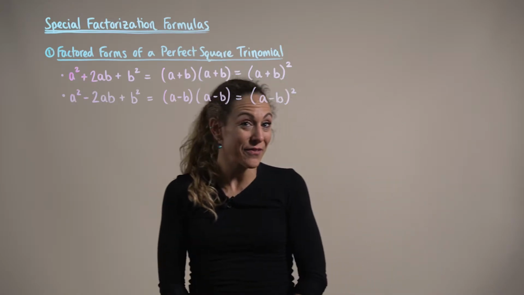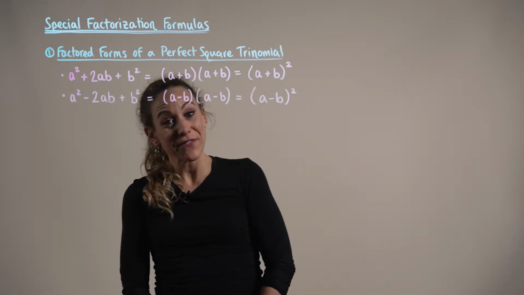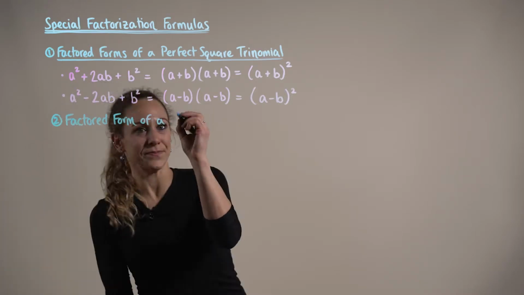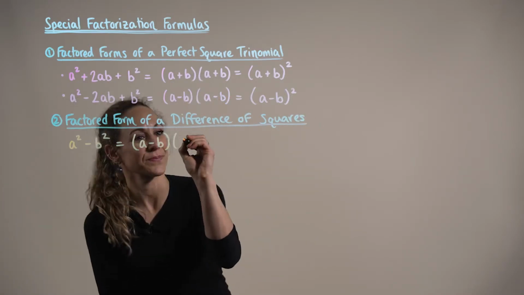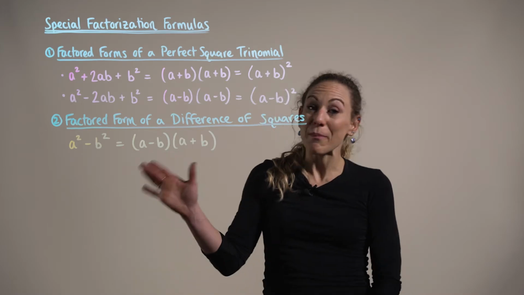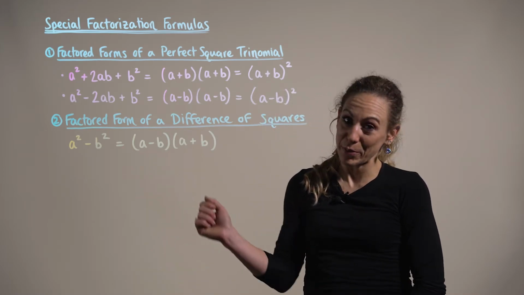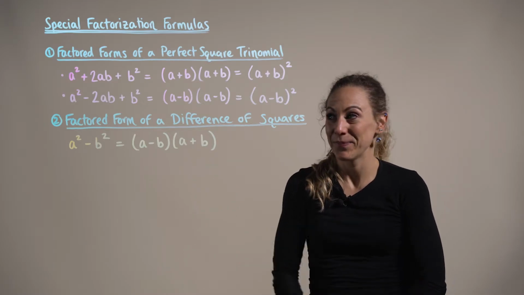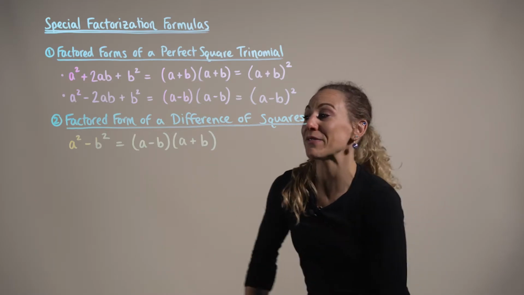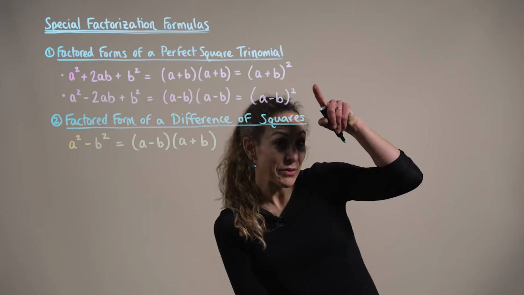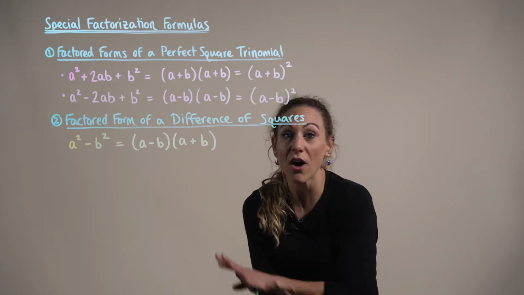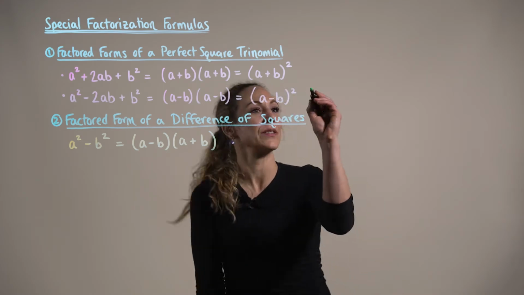Now, our second factorization formula is the factored form for a difference of squares. So we know that a squared minus b squared is equal to the binomial product a minus b times a plus b. Now be careful here, as a friendly reminder that this binomial product a minus b squared and the difference of squares are not equivalent.